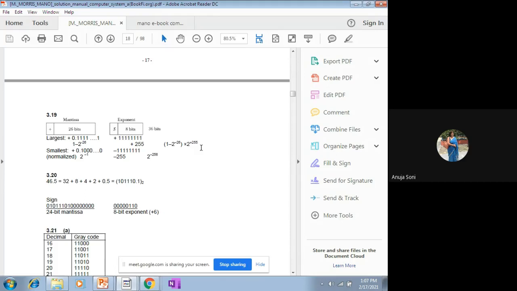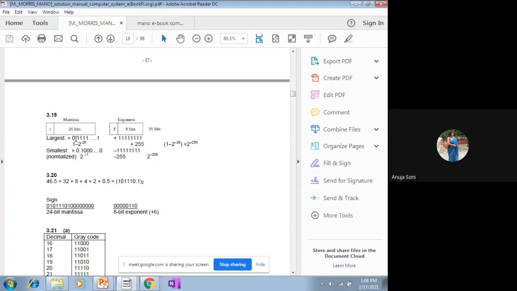Or else, you could write this value in binary itself, multiplied by 2 raised to power, also in binary. If you don't want to convert it to decimal, in the format m multiplied by r raised to power e, you can keep it in binary form. You will write down this is the largest value.